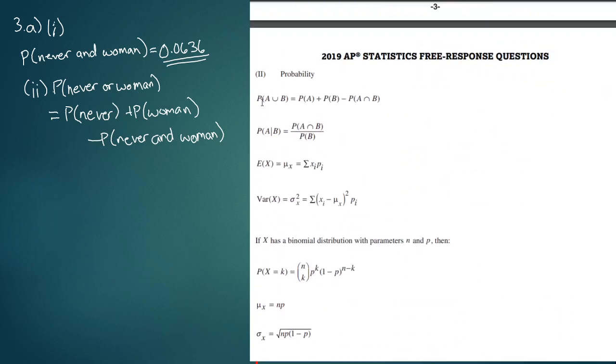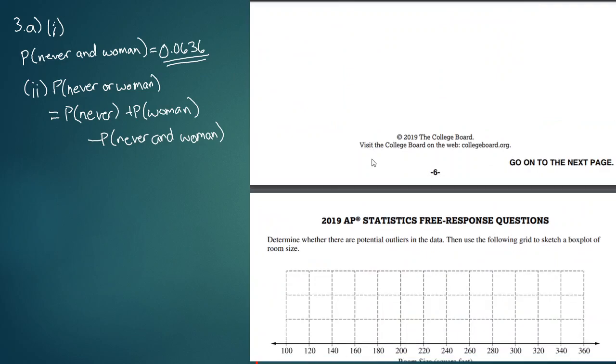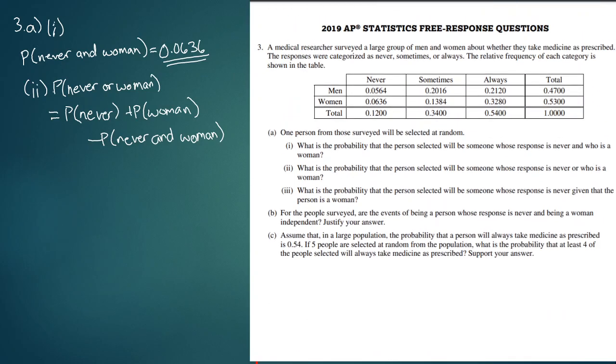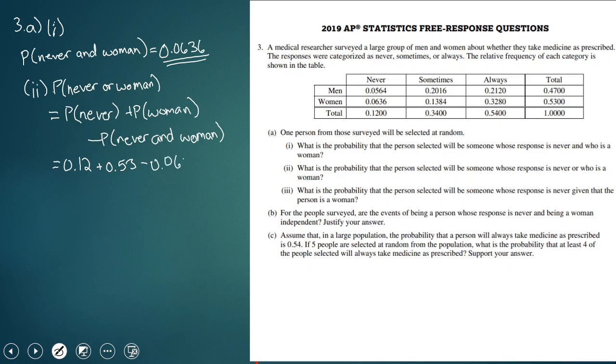So yeah, P of A or B, so this is the set notation I was talking about, so the probability of A or B is equal to the probability of A plus the probability of B minus the probability of A and B. And so what we find is we can just use the data given from the relative frequency to say, well, the probability of never is 0.12, the probability of woman is 0.53, and the probability of both is what we just found, 0.0636. And so our final answer would then be 0.5864.